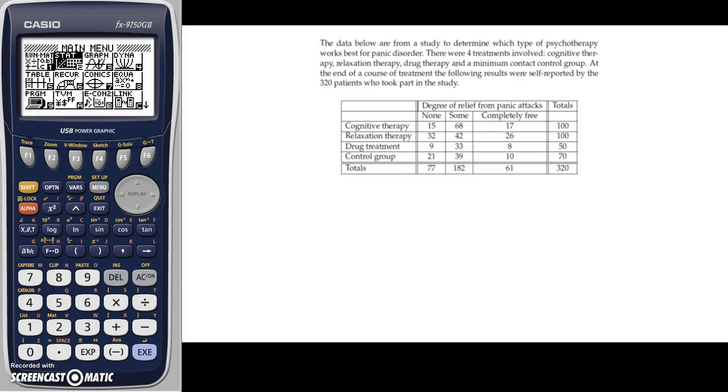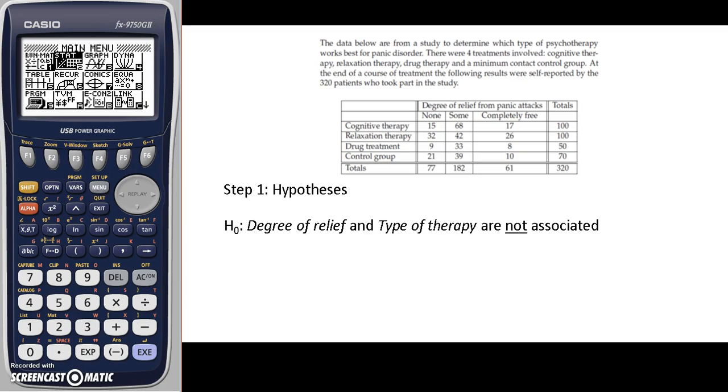Okay, so the first step that we need to do is write out our hypotheses. Our null hypothesis is that our 2 categorical variables, degree of relief and type of therapy, are not associated. Now, you might have come across different wording for this, such as that the 2 variables are not correlated or that they're independent. It doesn't matter which choice of words you use, so long as the null hypothesis is getting across the idea that there isn't a relationship between the 2 categorical variables. Our alternative hypothesis is that those 2 categorical variables are associated.